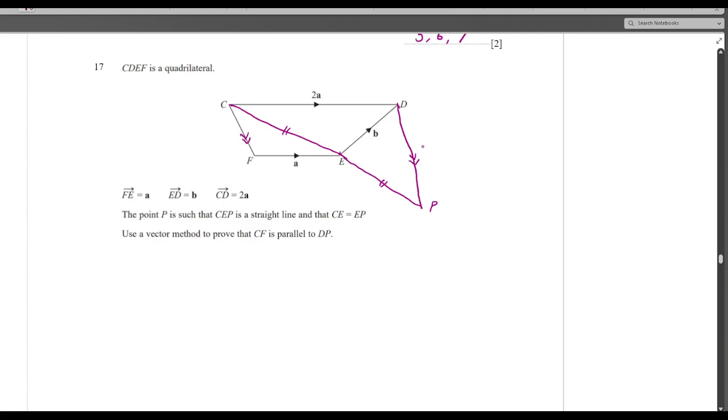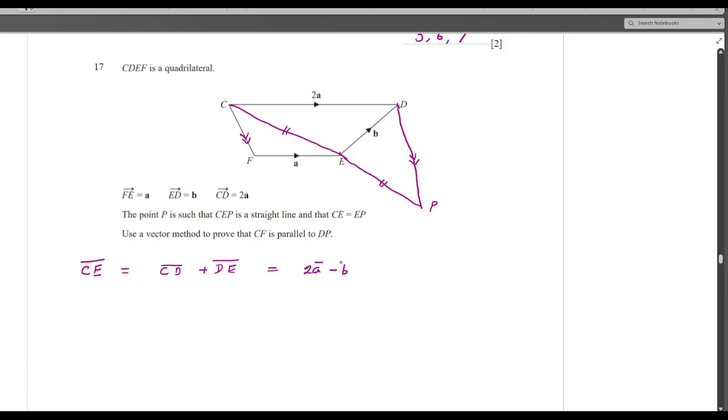So if I am able to write my DP in terms of CF, I will say that they are parallel. So for that, let us first find out what is CE. Vector CE can be written as vector CD plus vector DE. CD is your 2A and DE is minus B. So 2A minus B. Your CE is 2A minus B.